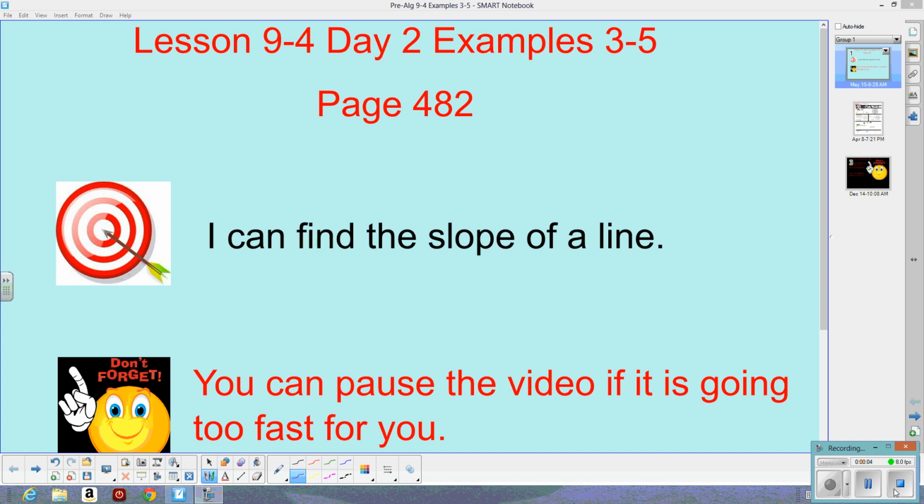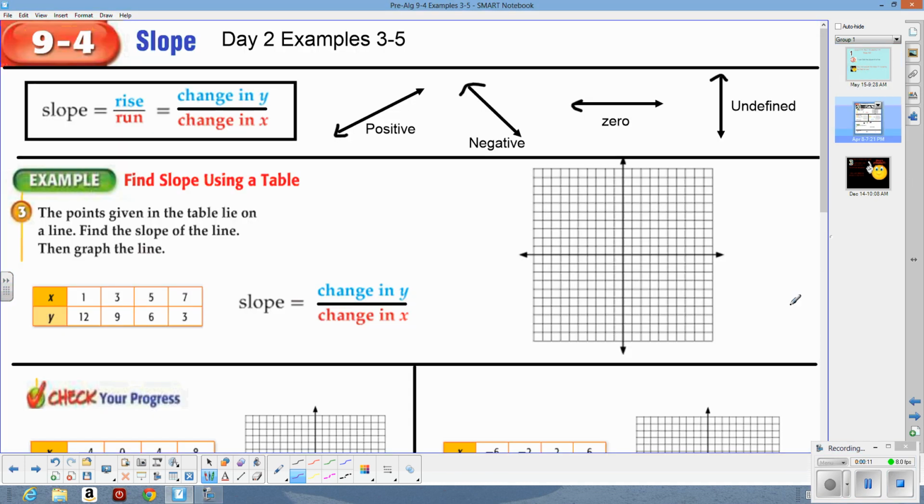Lesson 9 for Day 2, Examples 3 through 5, you will find the slope of a line. Remember from the last lesson, slope is equal to rise over run. Another way to think of rise over run is the change in the y over the change in the x. Because remember, rise is an up and down movement, and that is the y value of an ordered pair. And run is a left and right movement, which is the change in the x numbers.